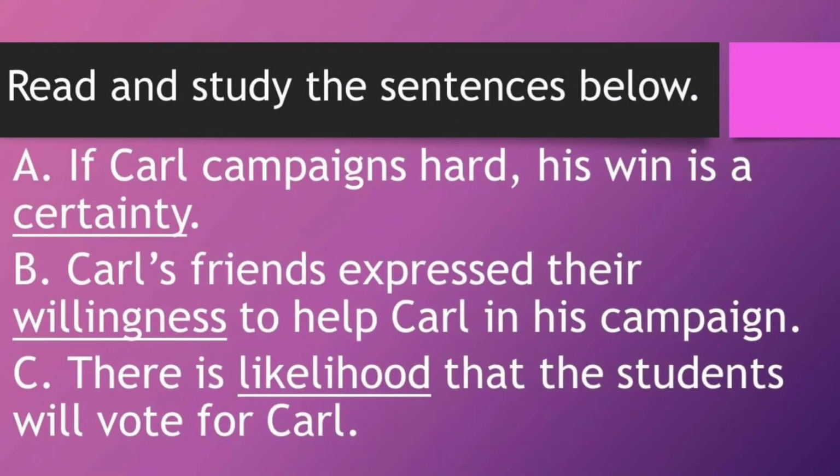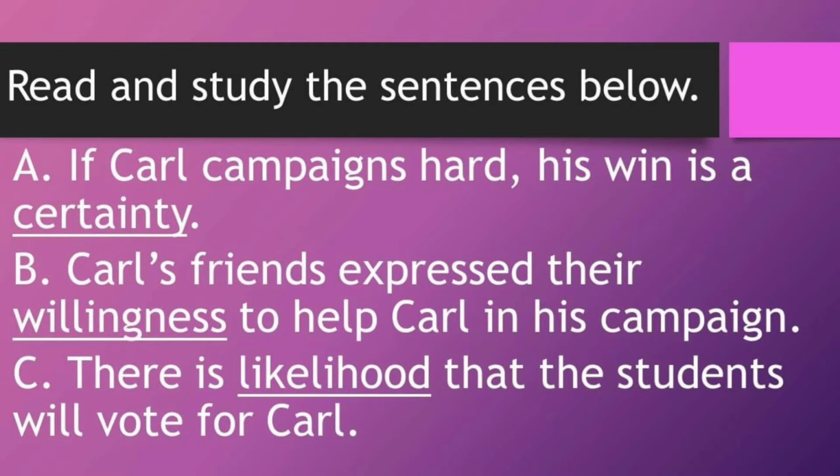Based on what you have noted on the use of modal nouns by Peter and Donna in their conversation in the previous activity, let us learn more about modal nouns. Read and study the sentences below. A. If Carl campaigns hard, his win is a certainty. The underlined word is certainty. Letter B. Carl's friends express their willingness to help Carl in his campaign. The underlined word is willingness. And lastly, letter C. There is likelihood that the students will vote for Carl.